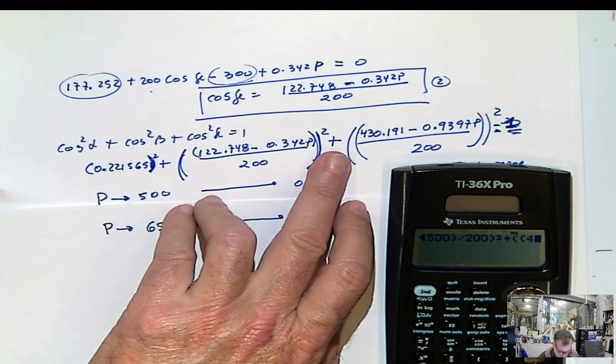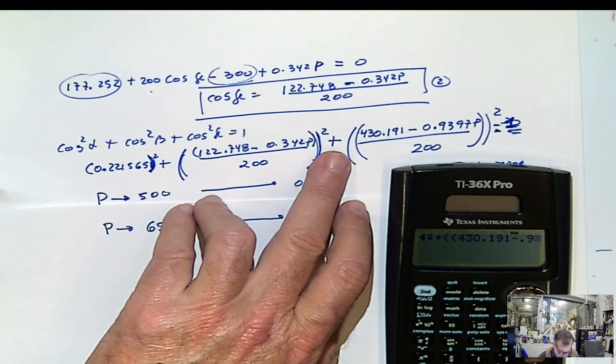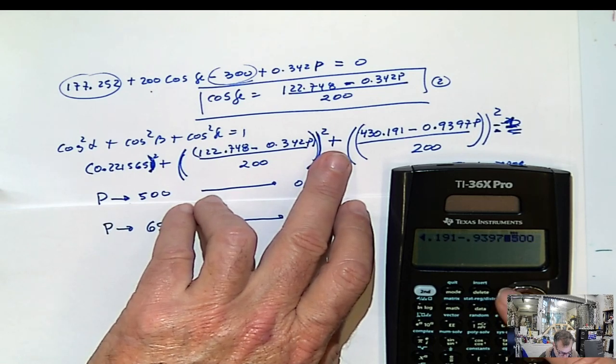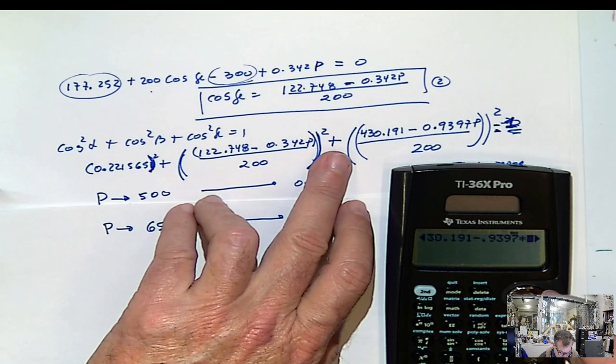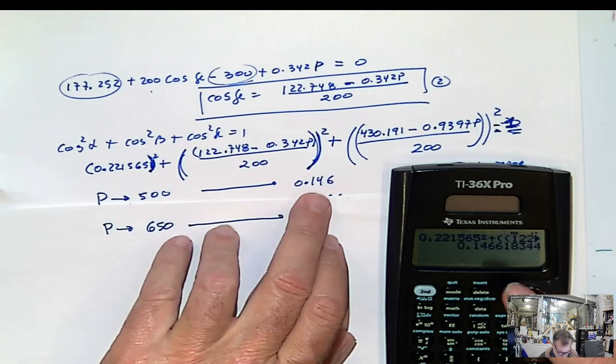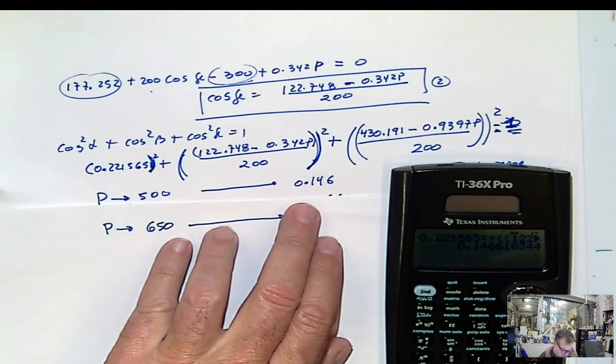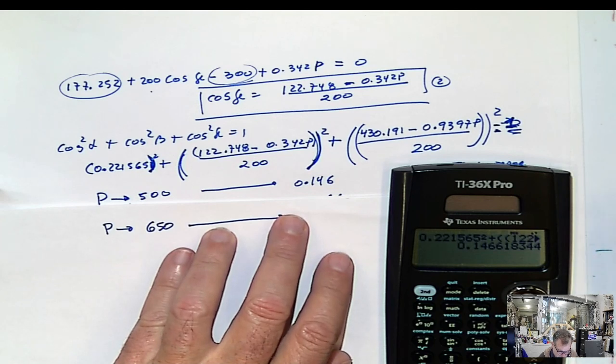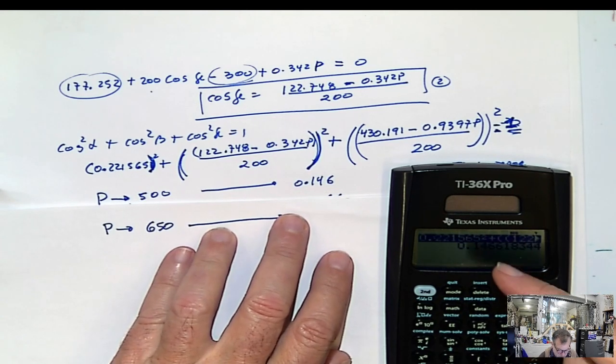Parentheses 430.191 minus 0.9397 times 500. I open two parentheses. This is critical. If you don't get it right, the code is two parentheses times 500 divided by 200 square, and we got 0.416. Yeah, 0.417 actually, but it's okay. 0.416.